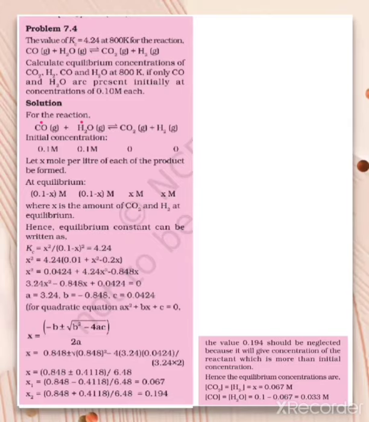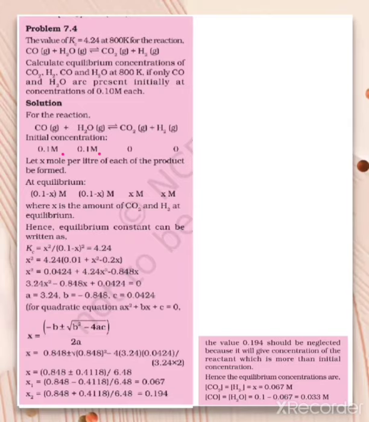First of all, write down the equation which is given here. At the beginning, that means before the reaction starts, only reactants were there, that is CO and H2O according to this question, and the concentration is given, that is 0.1 M each. So we will be writing the concentrations at the bottom of these: 0.1 M is the concentration of CO and 0.1 M is the concentration of H2O at the beginning.